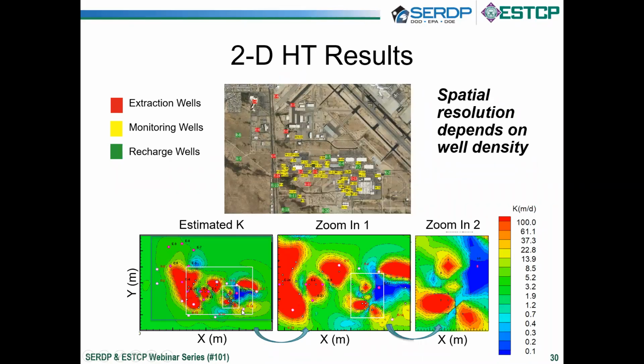The left graph is the big picture showing the hydraulic conductivity distribution in the area of the graph shown above. If we zoom in more, we see more detail in the area where the density of wells becomes denser. And if we zoom in even more to the higher well density area, the information is in more detail. So hydraulic tomography gives you information that depends on the well density. The denser the well network you have, the more detailed information you obtain.